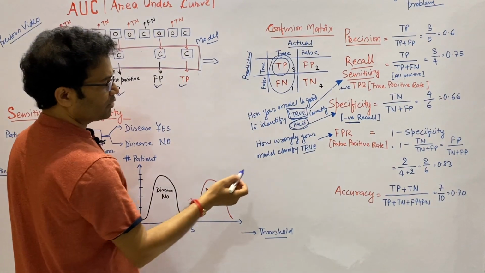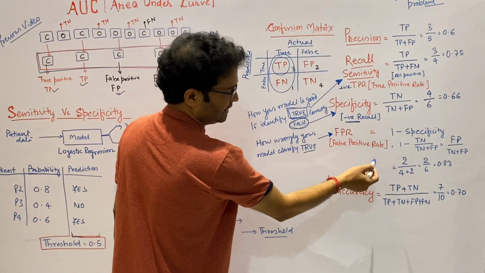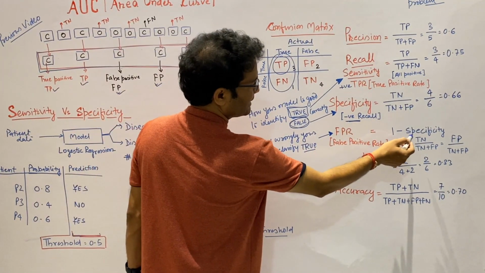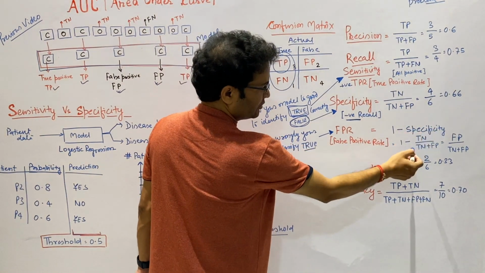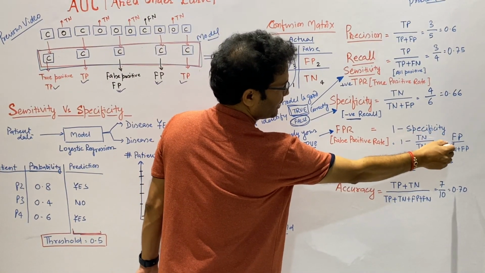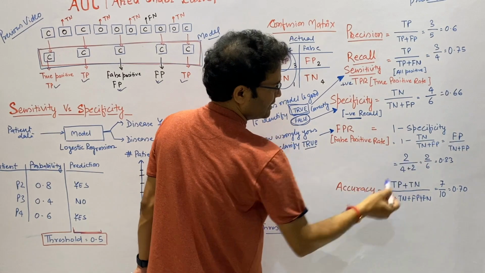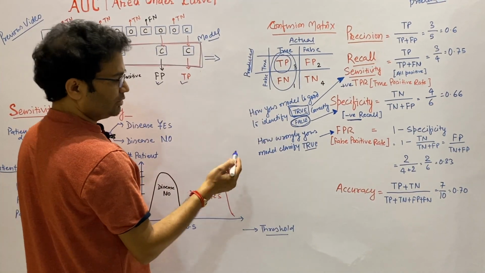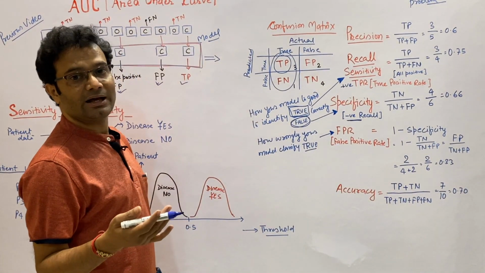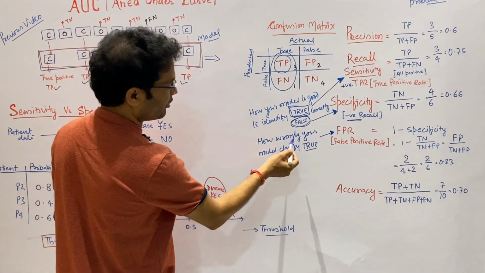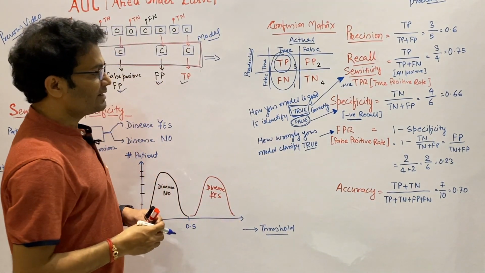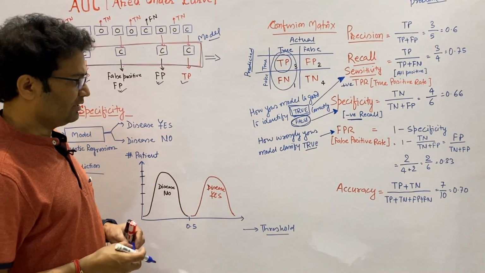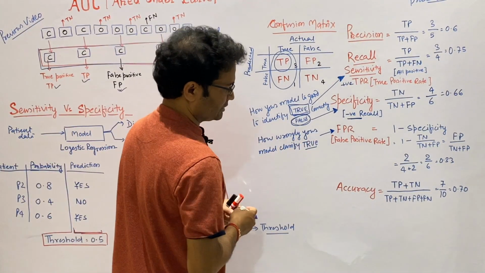Another terminology is called the false positive rate. This is nothing but 1 minus specificity. So the formula says false positive by true negative and false positive, which comes to 33%. So if you want to define what the FPR is, that is how wrongly your model classifies the true value, right? This is called the false positive rate.